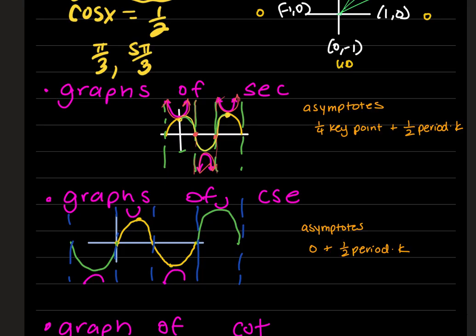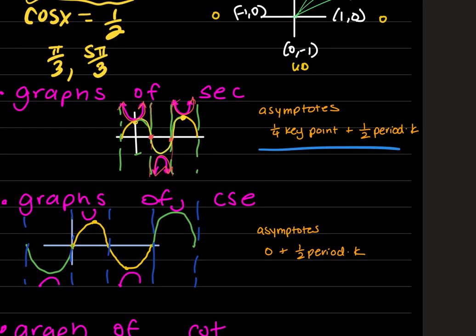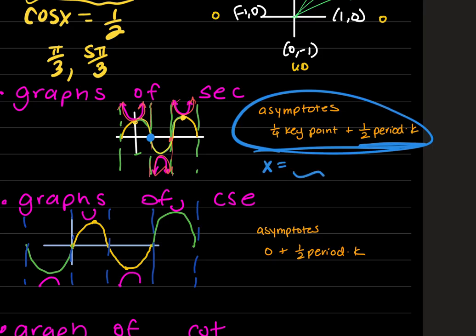The asymptotes for secant occur at the quarter key point, right? Because the first 0 on cosine is not at 0, it's at the quarter point. So if you wanted to give the equations of the asymptotes, it would be a quarter the key point plus half the period, because these happen every half period. We'll do an example of this hopefully in a second. And it would be x equals that, or theta equals that, either of those are fine. But you want to give it in equation form.